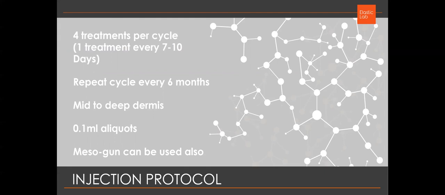The video will show you how to quite simply use Elastic Lab neat as a skin booster. Alternative options will include blending Elastic Lab with skin boosters such as Hyaluron, which we will also demonstrate. Another option is to combine Elastic Lab with a small amount of botulinum toxin.